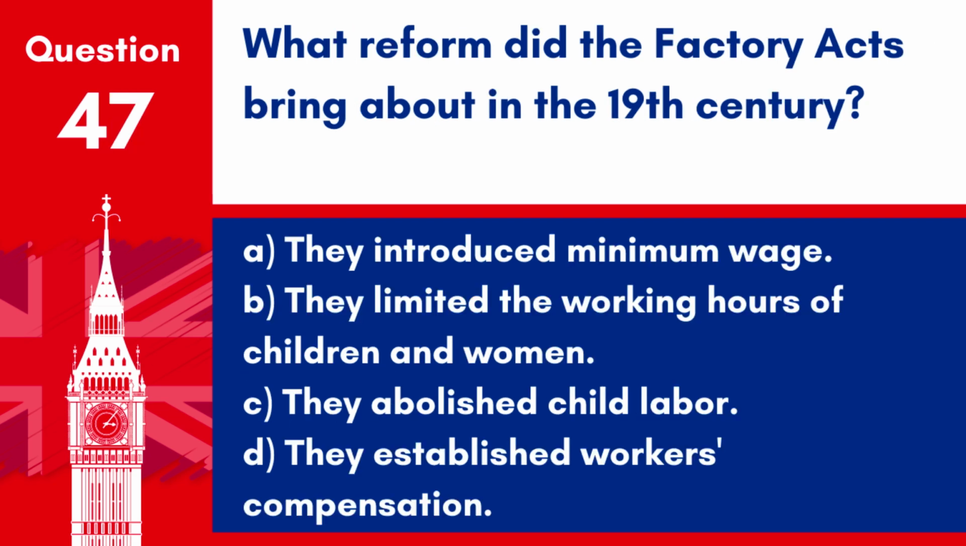Question 47. What reform did the Factory Acts bring about in the 19th century? A. They introduced minimum wage. B. They limited the working hours of children and women. C. They abolished child labor. D. They established workers' compensation. Answer: B. They limited the working hours of children and women.